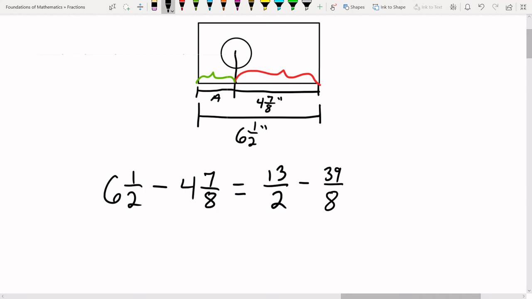Now we need to have common denominators here, and the common denominator between 2 and 8 is 8, because 2 times 4 is 8. 13 times 4 is going to be 52, minus 39 over 8. 52 minus 39 is, let's see, 13, I think. Yeah.